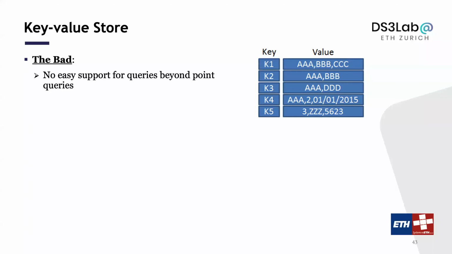The bad thing is, if your query doesn't fit into get and set, I don't know what to do. I need to scan the whole thing. If I want to do a range query, it's very slow. If I want to do a range query on keys, what can I do?